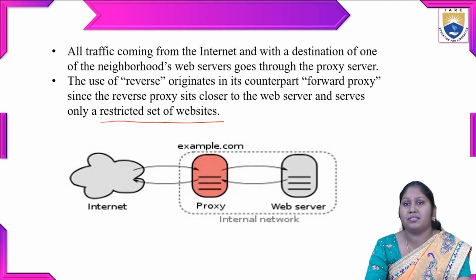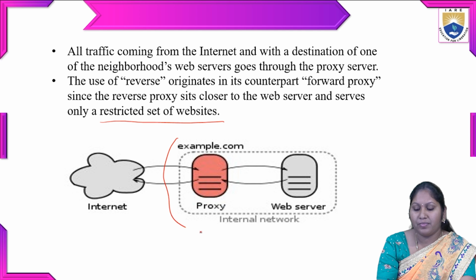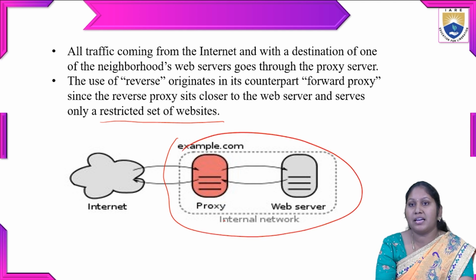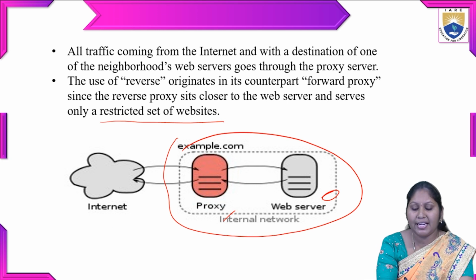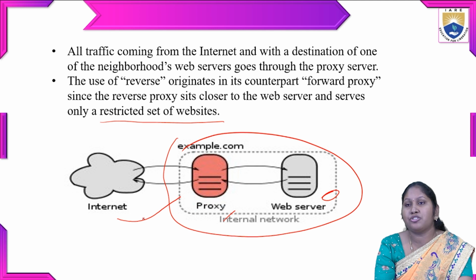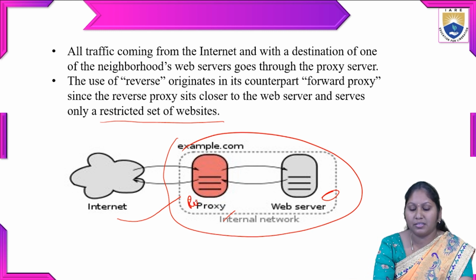So see here, it is one example where there is a proxy server that is connected to only some set of web servers, and it is connected to the internet. So through the internet, if there is any server, if any communication has to be done to that particular web server, this proxy server acts as an intermediary. So it is one of the reverse proxy.